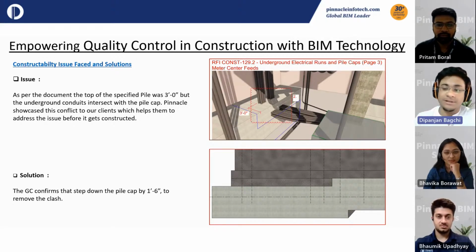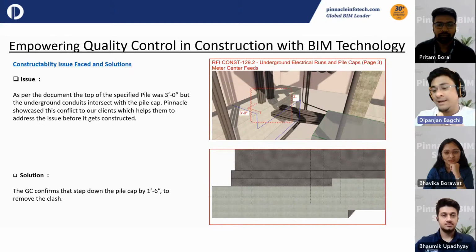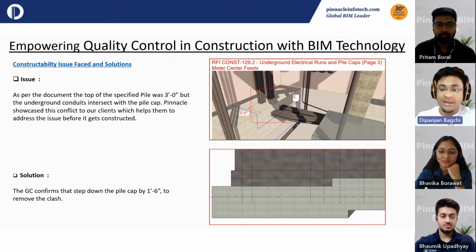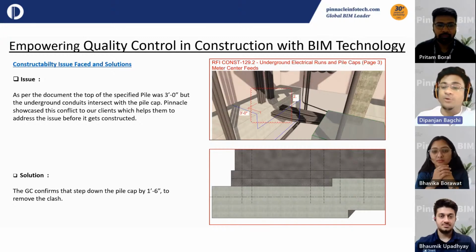After coordinating the MEP model with the structural one, we can clearly see the conduits are clashing with the pile cap. That is not going to be built like that in the construction. We all know about it. So we took a snapshot using Revit and Navisworks, put it to the client, and they responded through an RFI or design changes. They said you need to step down the pile cap by 1.6, by which there will be no clashes with the MEP.